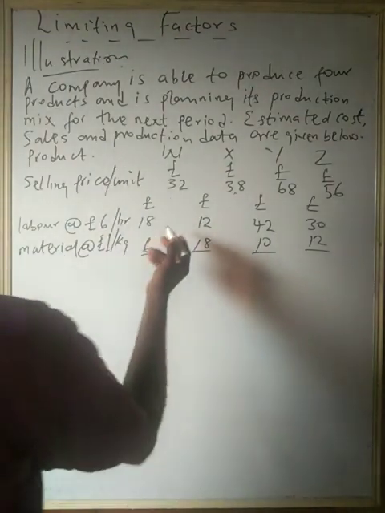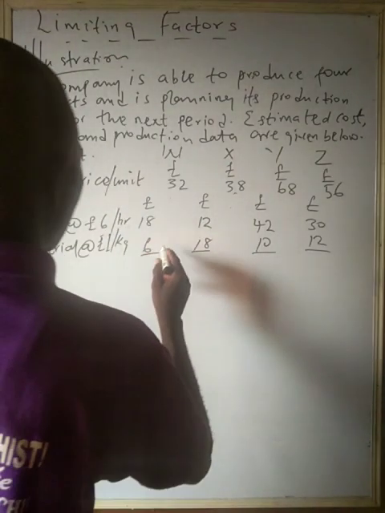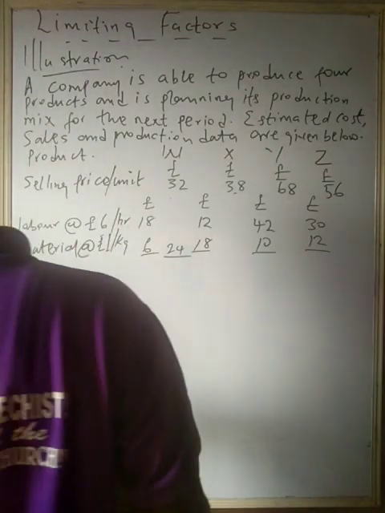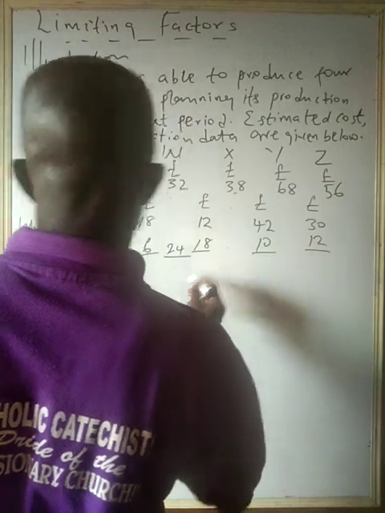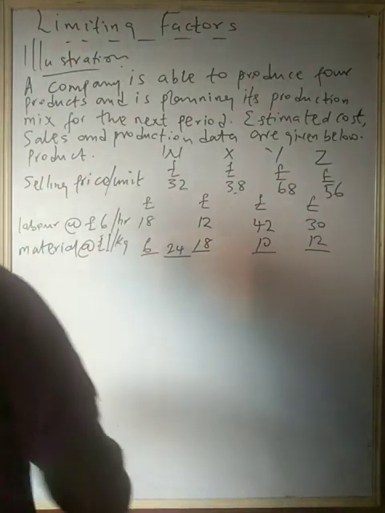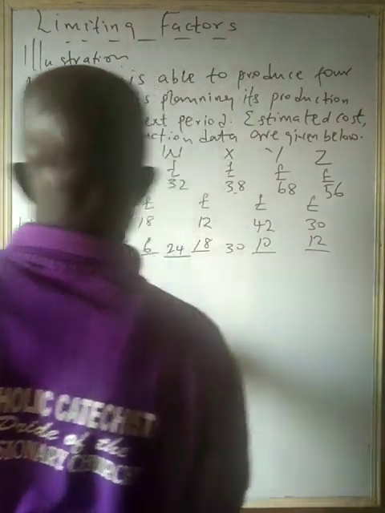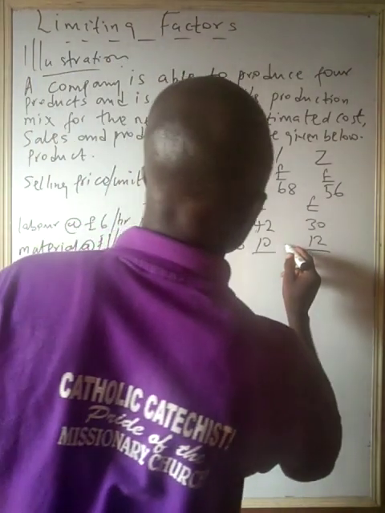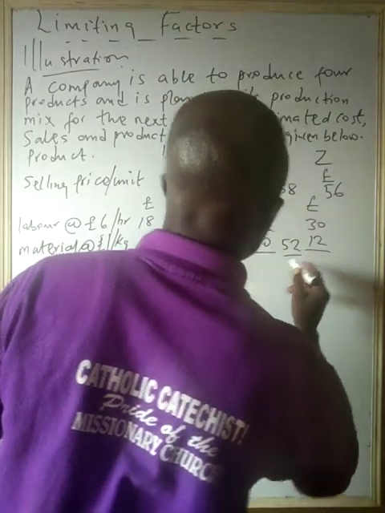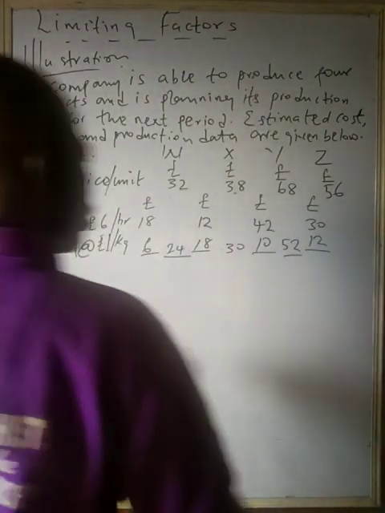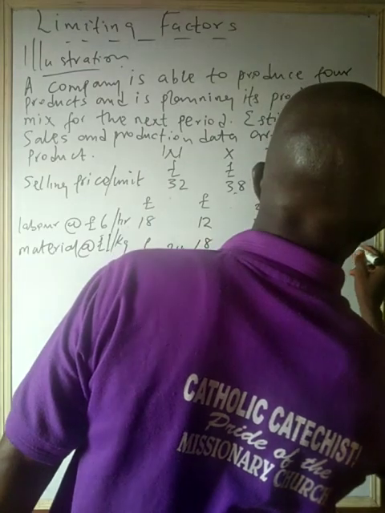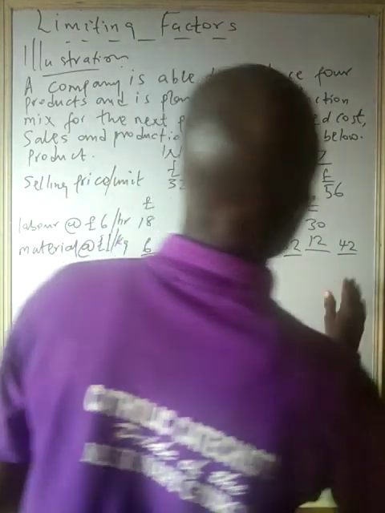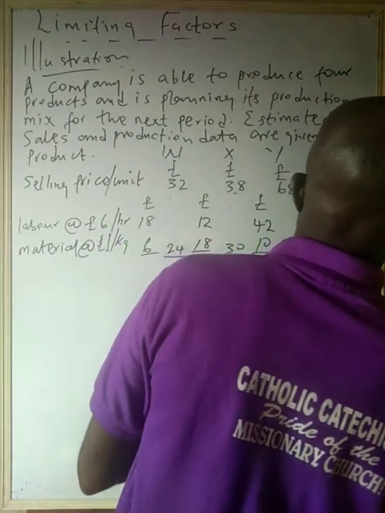So the prime cost: 18 plus 6 gives you 24; 12 plus 18 gives you 30; 42 plus 10 gives you 52; and 30 plus 12 gives you 42.